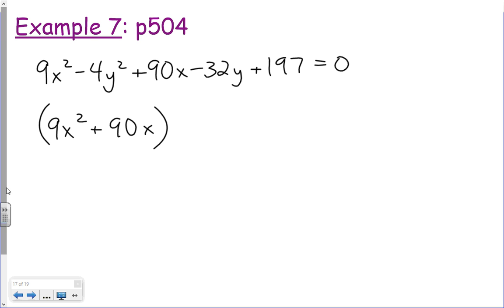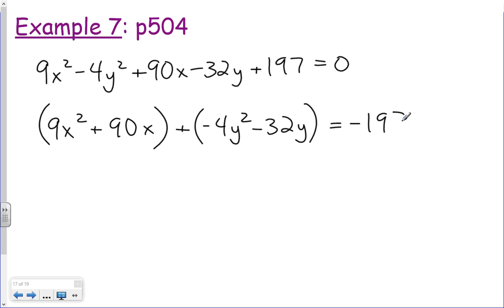Let's get our y terms together here. So it's plus, I've got a negative 4y squared and a minus 32y. And the constant there, I'm actually going to end up moving that to the other side. I think I'm going to go ahead and do that in the same step. Just subtract the 197. If you wanted to do that in a separate step, you certainly could, but that constant 197 needs to be moved over to the other side.